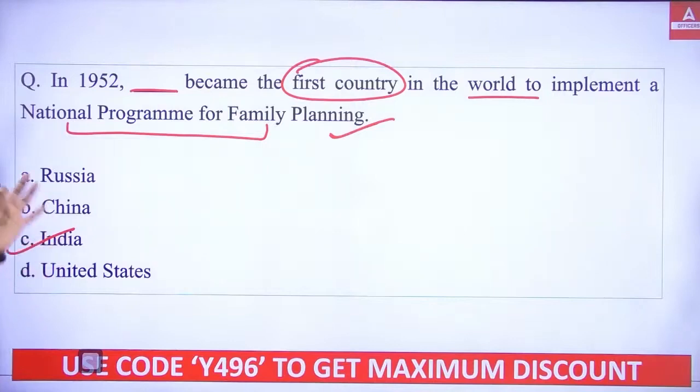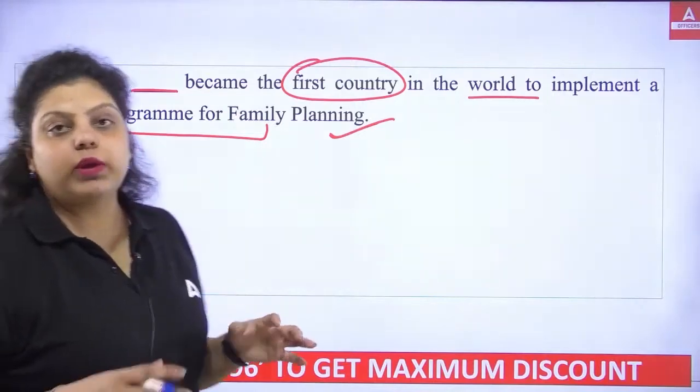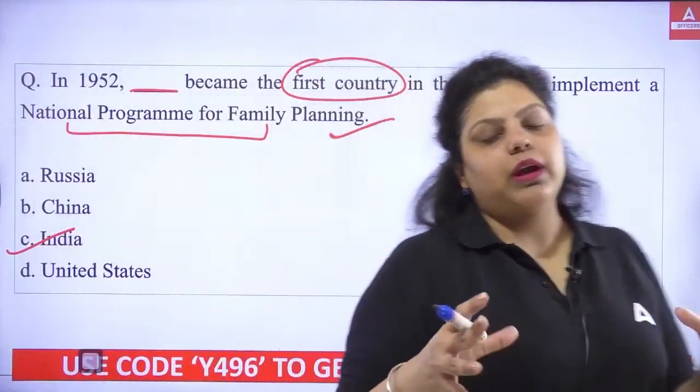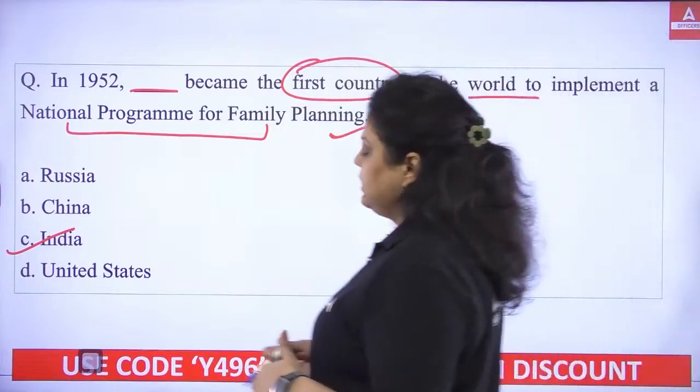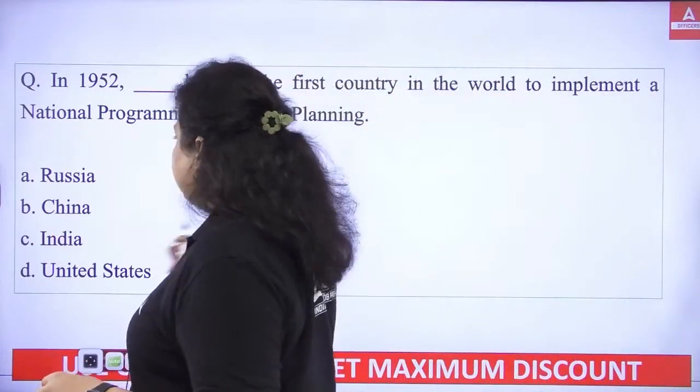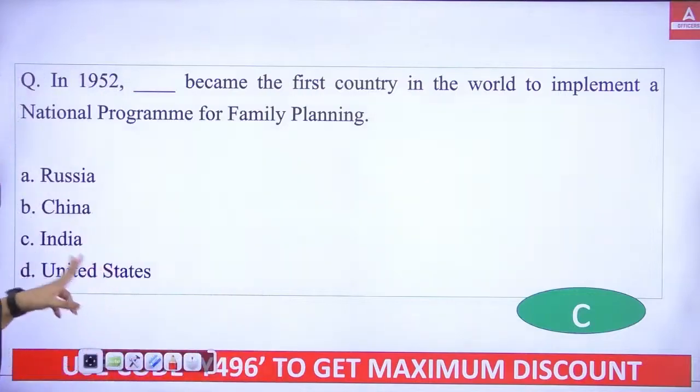India became the first country in the world to introduce family planning programs, in the year of the first five-year plan, 1952. Okay, so the right answer will be C.